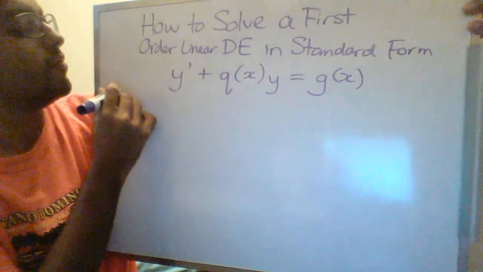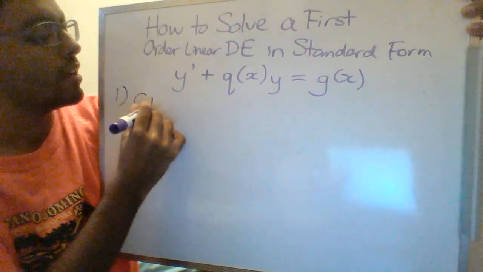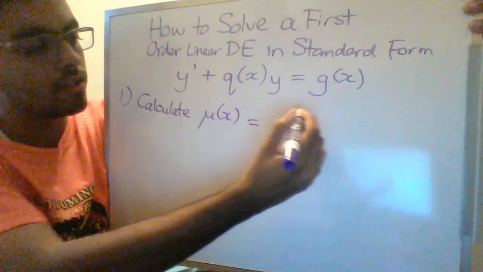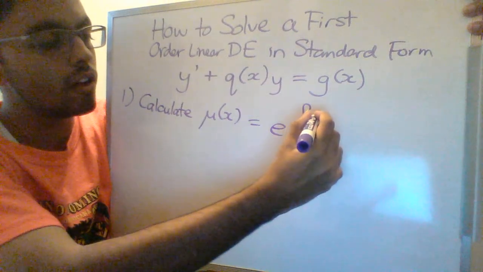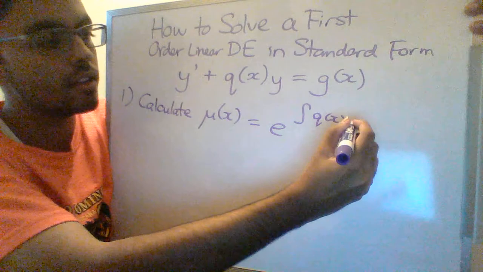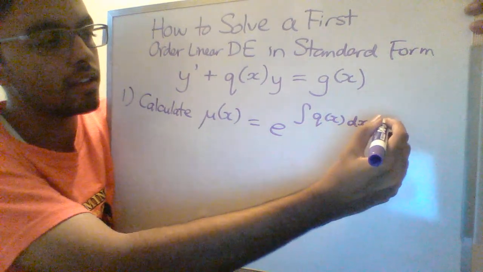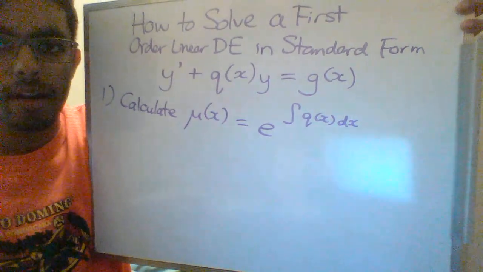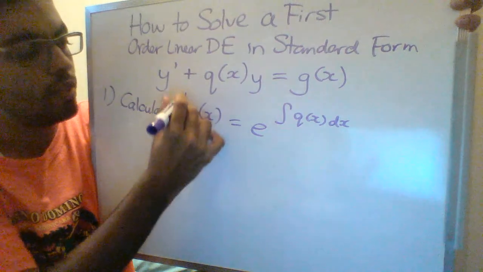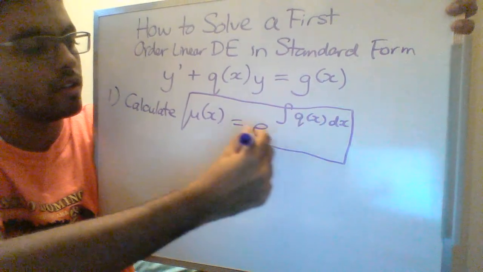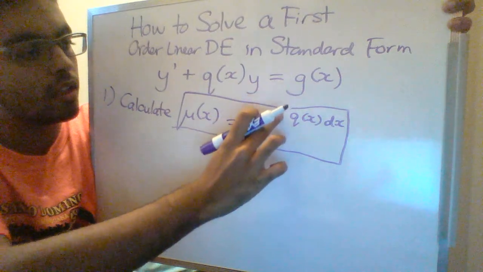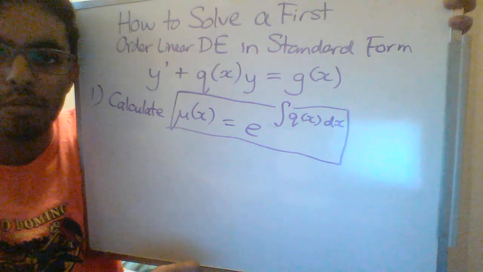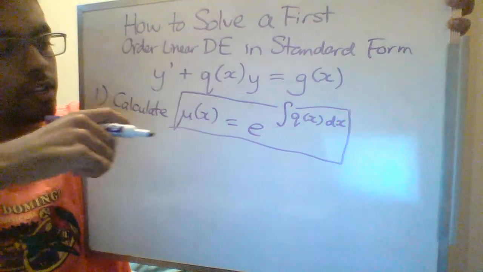And so the first thing you need to do, step 1, calculate mu of x, which is equal to e to the integral of q of x dx. And yeah, you can ignore the plus c from that step. So that's what you need to find. This is mu. That's mu right there. So that's what you need to find first, is mu of x, which is equal to e to the integral of q of x dx.